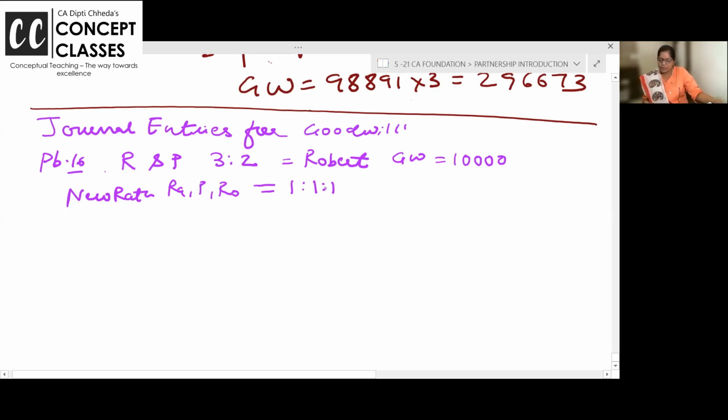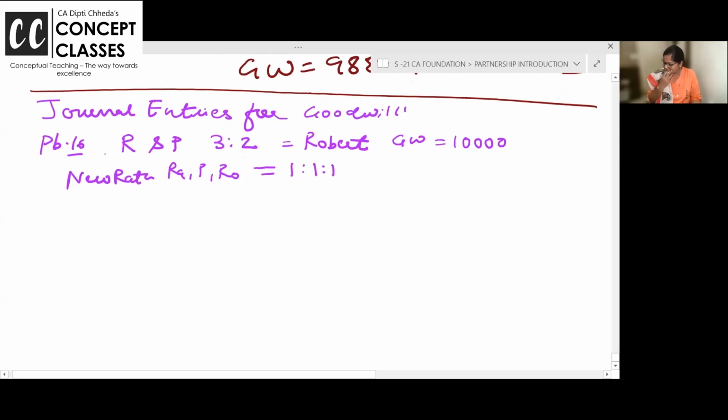I am explaining you some concept. Old ratio of Rahul and Priyanka is 3:2. Goodwill, Robert has got 10,000. Of course, he'll get capital and all, but this is just the concept of goodwill. And the new ratio is 1:1:1. You have to write the journal entry in the books if the goodwill is kept in the books and if it is withdrawn. Now see, there's a way of doing this problem.